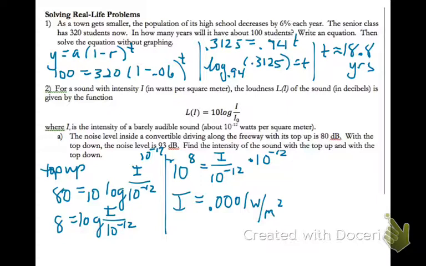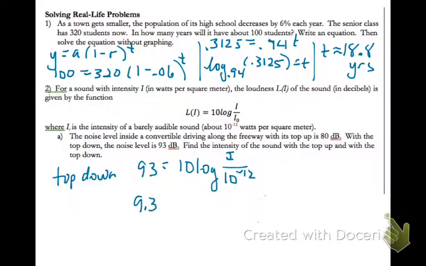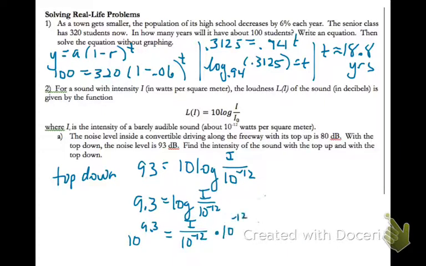Now let's look at with the top down. So with the top down, our sound level is 93, and then we'll set that equal to our formula, plugging in 10 to the negative 12. So we'll go through the same steps. Divide both sides by 10, so we'll have 9.3 equals log of I over 10 to the negative 12, and then we'll change to exponential form. So that's 10 to the 9.3 power equals I over 10 to the negative 12. Multiply both sides by 10 to the negative 12, and you'll get the intensity equals 0.0020 watts per meter squared. Excuse me. So you can see the intensity is a little greater.